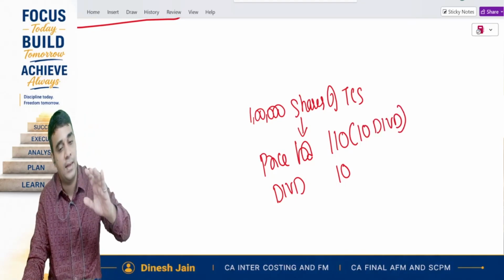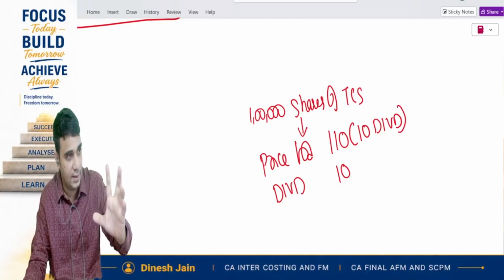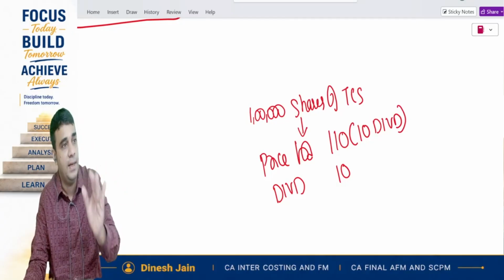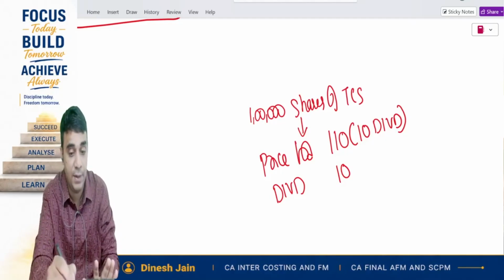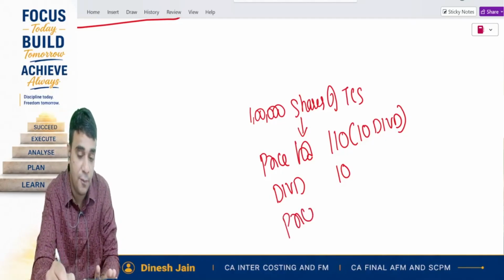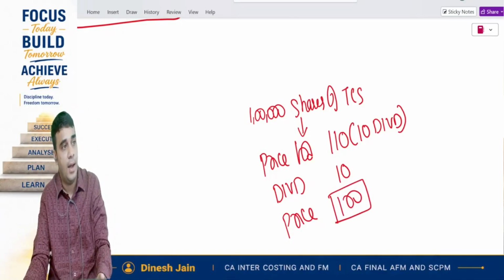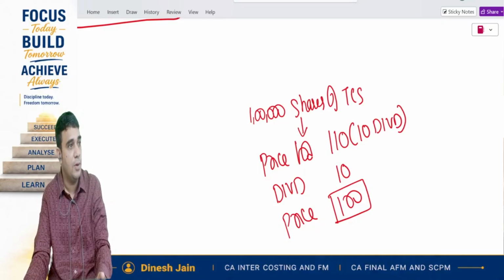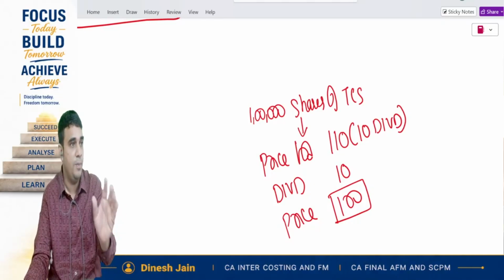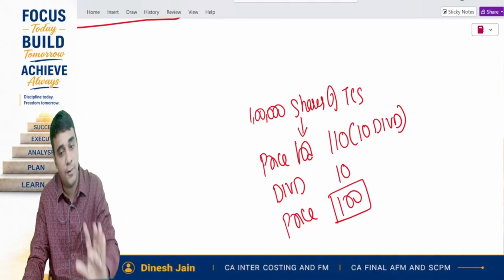So what happens practically is the price is 110. The dividend will get paid in a few days. Once it is paid, the price will fall to 100. How many days? We don't know. It could be a few days. The price will fall to 100.